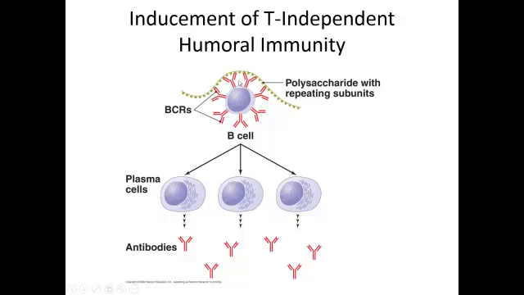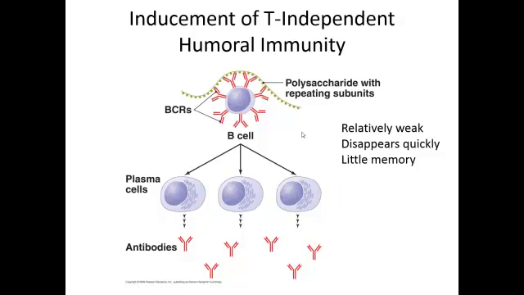Because of the cross-linking, this stimulates the B cell to divide just a few times, relatively speaking, especially when we talk about T-dependent humoral immunity in the next slide, and they become plasma cells and start producing antibodies. Now, this is a relatively weak response, and it disappears quickly, and there's very little memory. So why would the body do it at all? Well, because these polysaccharide repeating subunits are from fairly common pathogens.